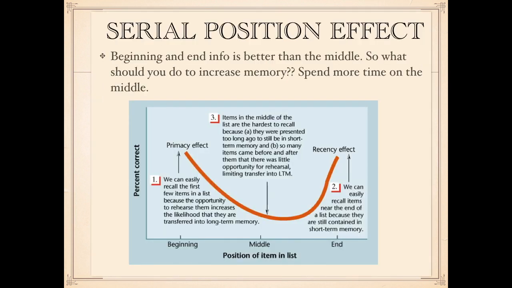The reasons for why this happens is because of the primacy and recency effects. The primacy effect creates easier recall because the information is being rehearsed and then stored in your long-term memory. The recency effect creates easier recall because the information is still being rehearsed in short-term memory. So what's the tip and the trick? Spend more time on the middle. Because you are more likely to remember the items at the beginning and the end of a list, the middle definitely needs more processing time.